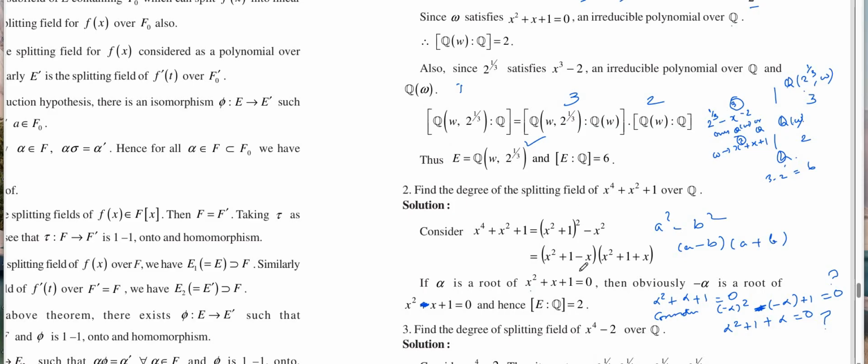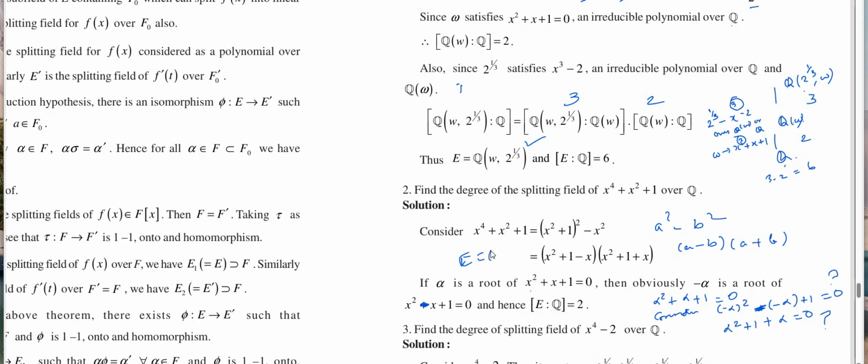So we have the root satisfying a polynomial of degree 2. So the degree of E over Q in this case is just 2. What is E?